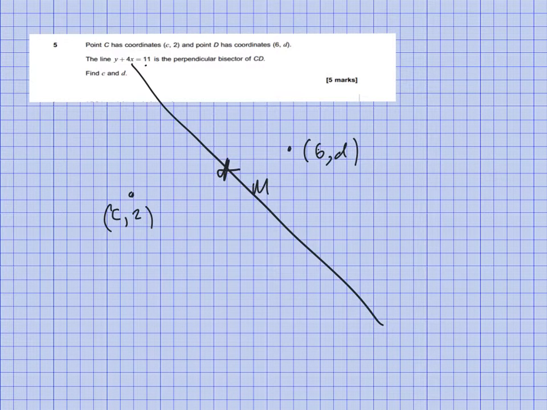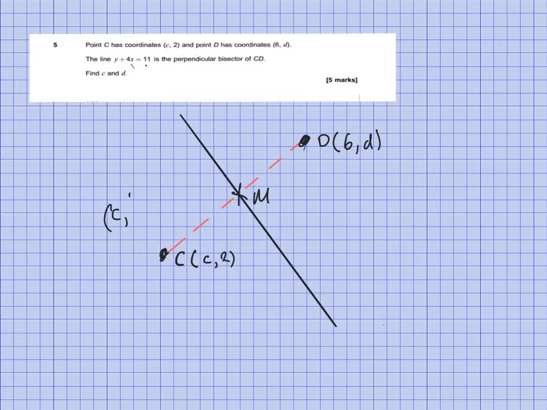Okay, I'm just going to tidy that picture up. Okay, and the coordinates of M will be given by, so the x is (c plus 6) over 2, and the y coordinate will be (2 plus d) over 2. We found that easily enough.